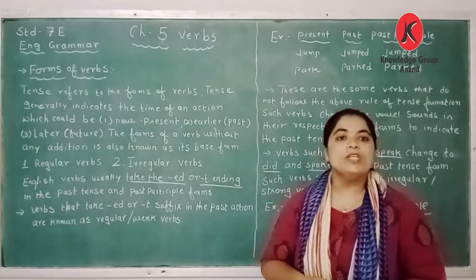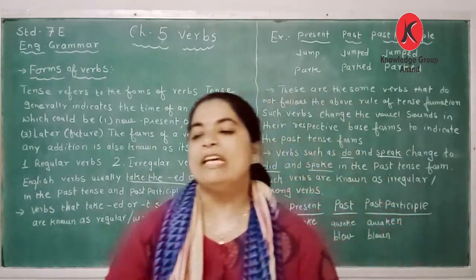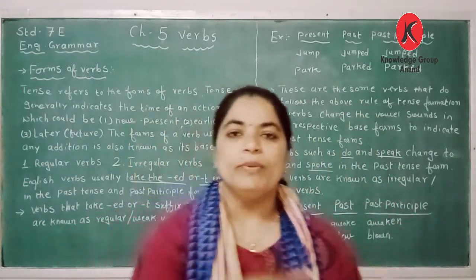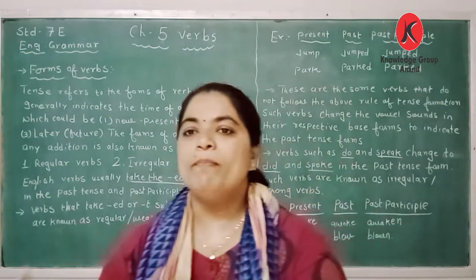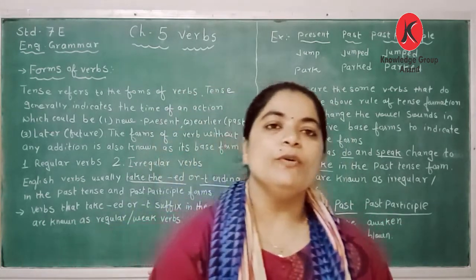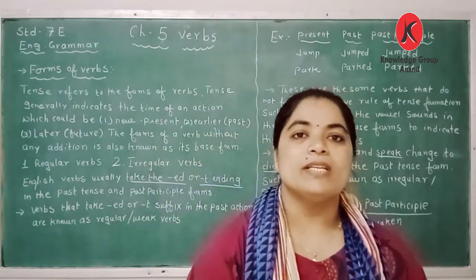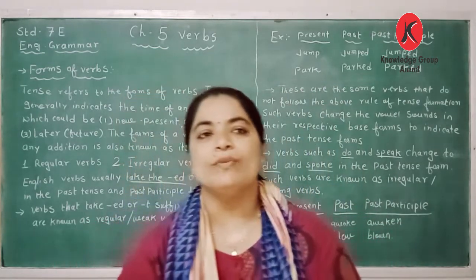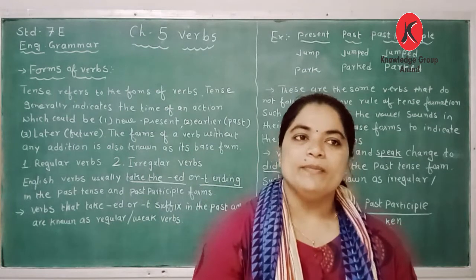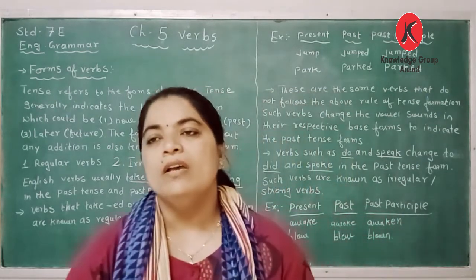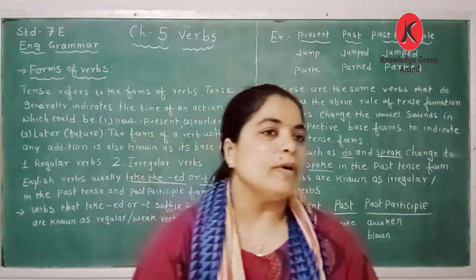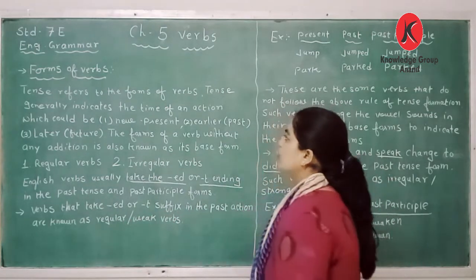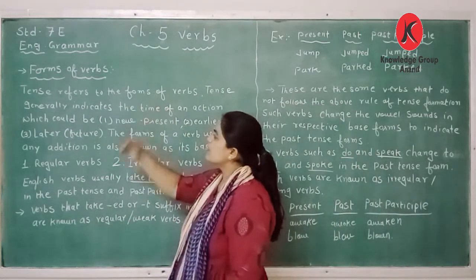So verbs change according to the tenses. Tenses means present, past and past participle. According to time there are three tenses: present tense, past tense and future tense. Okay, present means today, past means yesterday and future means we are talking about tomorrow. So let us go to the forms of verbs.